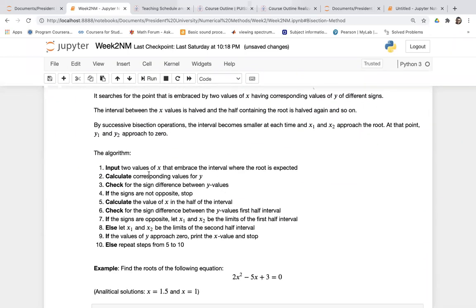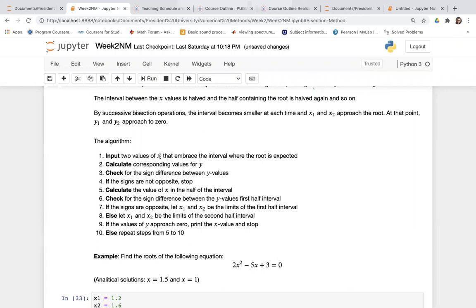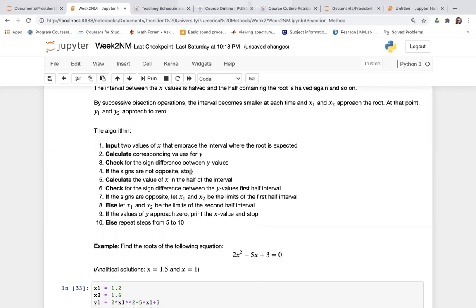What you need to do is input two values of x that embrace the interval where the root is expected. You put the interval a and b, or a1 and b1, and calculate the corresponding values for y, fa1 and fb1. Check the sign of the difference between the y values. What is the sign of fa1 and the sign of fb1?